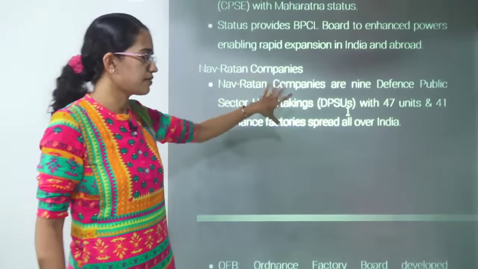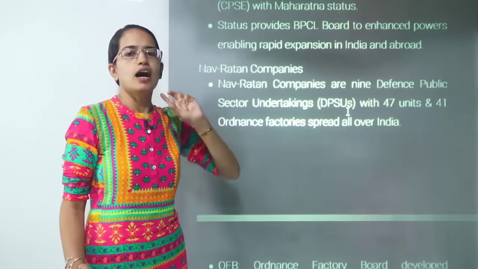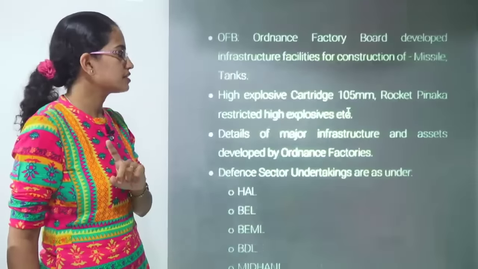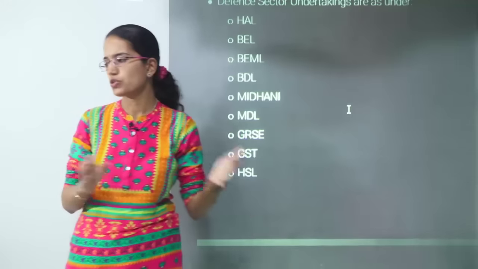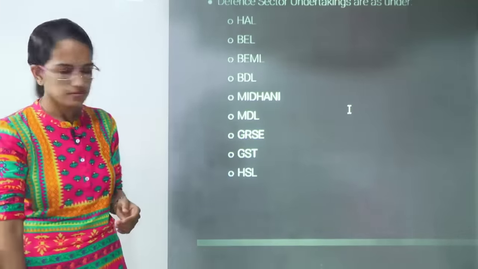Under Navratna companies, you have 9 defense public sector undertakings which are important, and we have the list. Those would be available in the handouts, so you can simply refer to those.